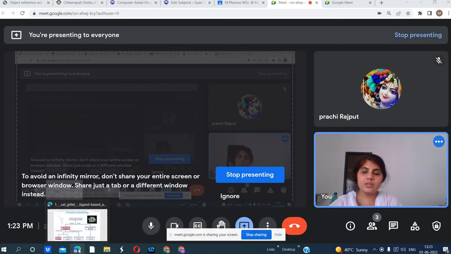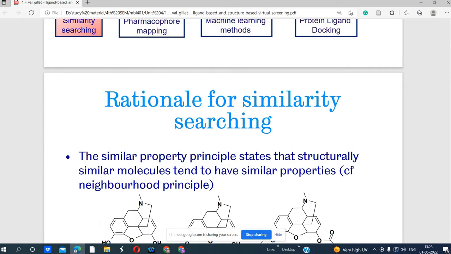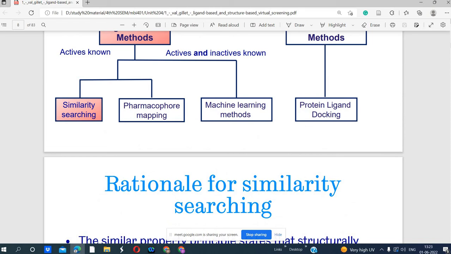Dear students, in the last turn we discussed the different methods of virtual screening. We discussed the introduction of these methods: what is virtual screening, what is virtual high throughput screening, and what is the difference between high throughput screening and virtual screening. So now we are going to discuss the similarity search method. In this turn we are going to discuss similarity searching.